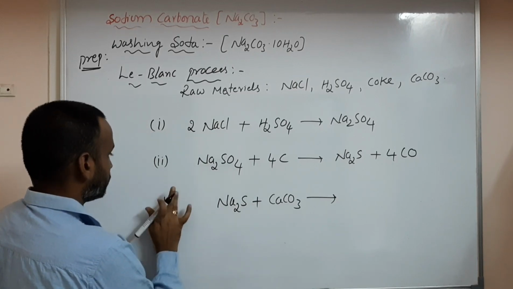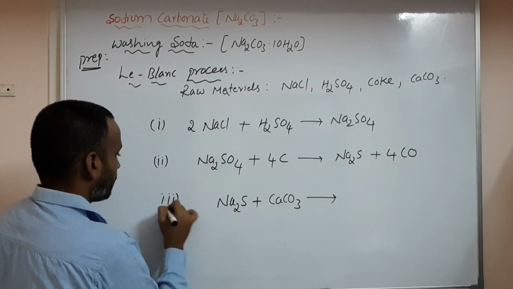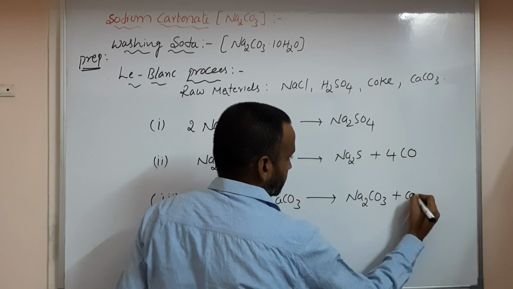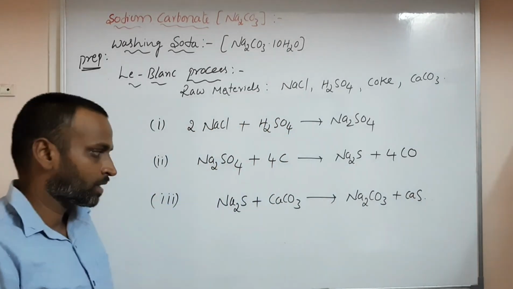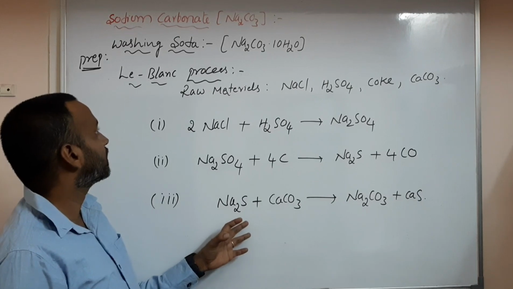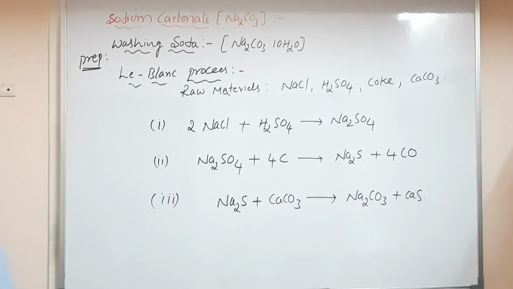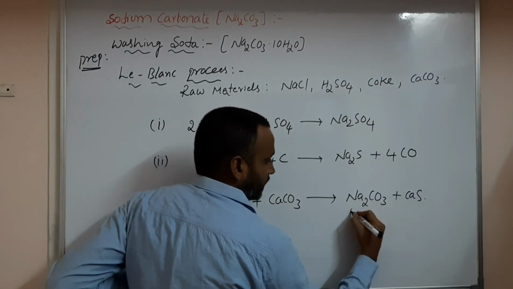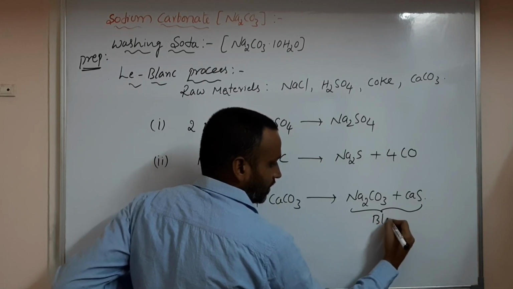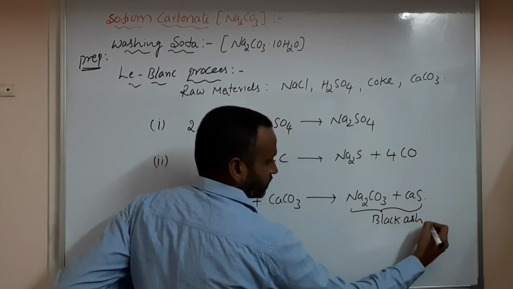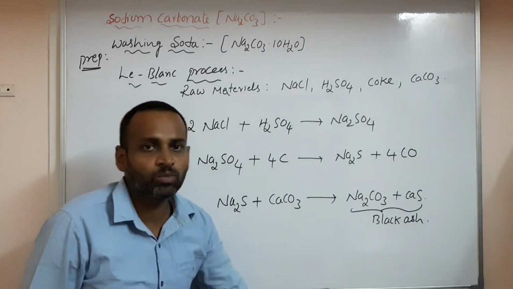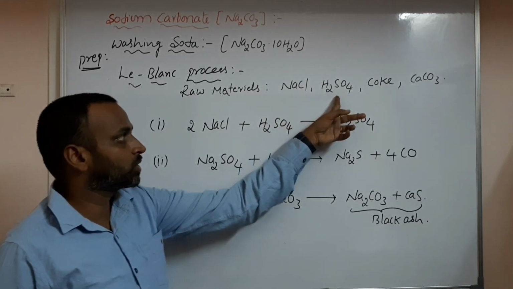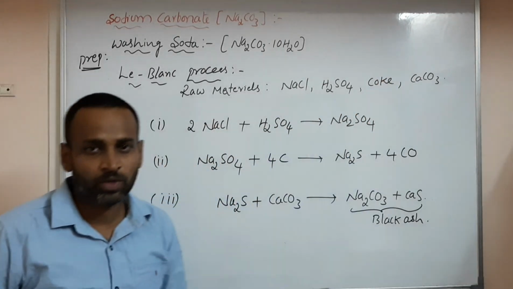So third reaction: Na2CO3 plus CaS, calcium sulfide. This is one more preparation which we call the Leblanc process. Na2CO3 and CaS we call as black ash. So this is one more preparation. Here what are the raw materials we use? NaCl, H2SO4, coke and calcium carbonate.